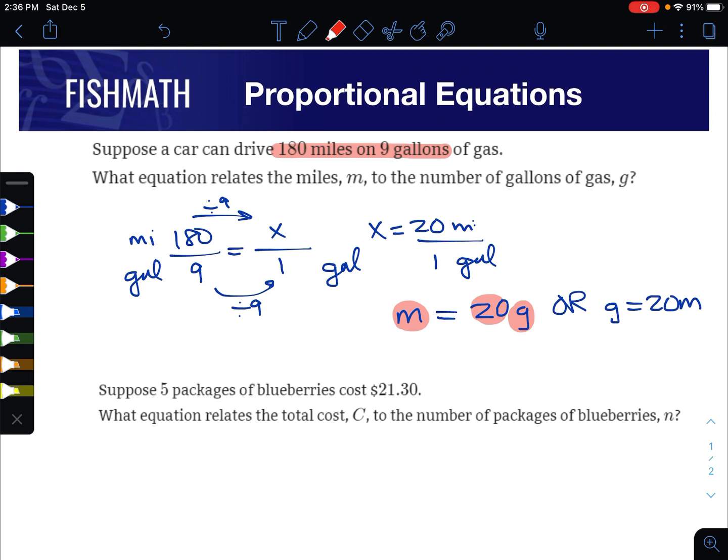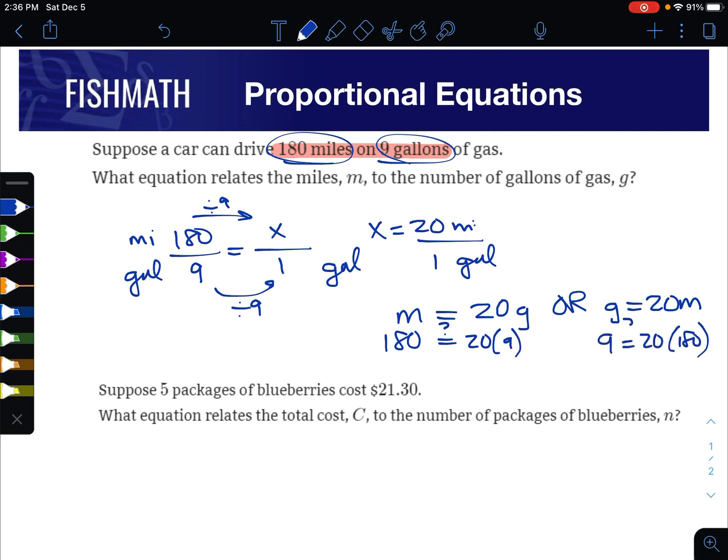Always, for any proportional equation, it'll look like a variable equals a number times the other variable. So let's see which one makes sense. Are the miles 20 for every gallon, or are the gallons 20 for every mile? Well, if you're still not sure after reading that over, we can use an example. The miles were 180, the gallons were 9. Which of these work? Does 180 work here? Or does it make sense over here?